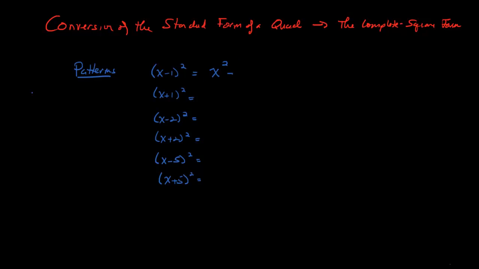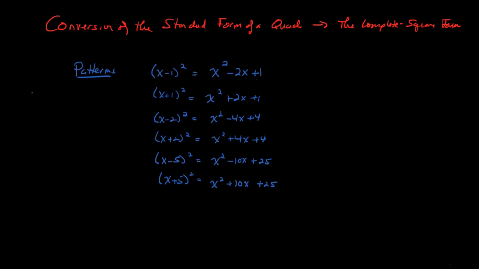We're going to have x squared minus 2x plus 1. This will give us x squared plus 2x plus 1. This will give me x squared minus 4x plus 4. And this is x squared plus 4x plus 4. This will be x squared minus 10x plus 25. And this is x squared plus 10x plus 25. So let's see if we can recognize a pattern. And sometimes these patterns are not as easy to see, but hopefully we can recognize them.